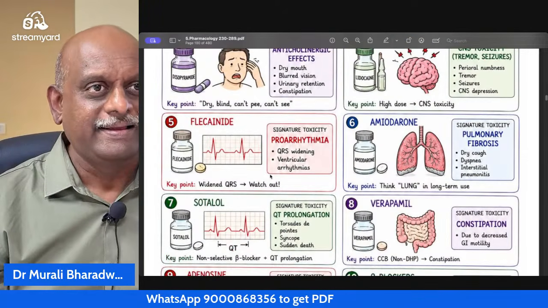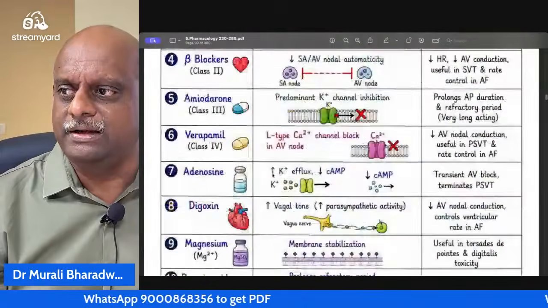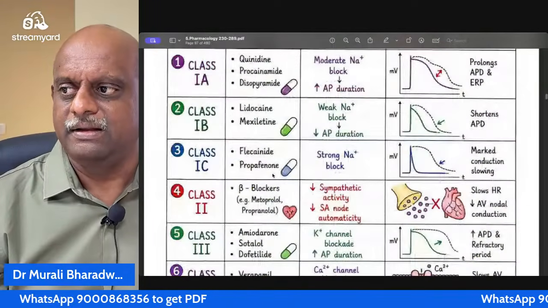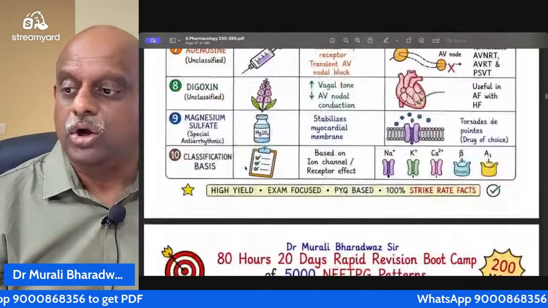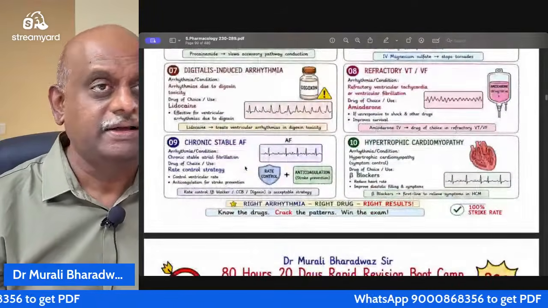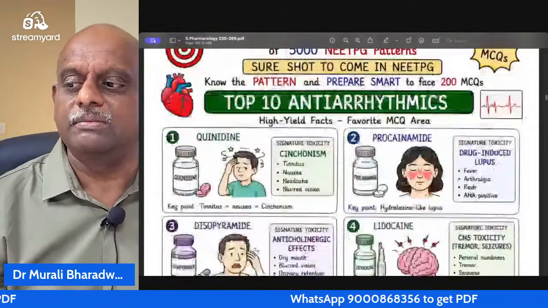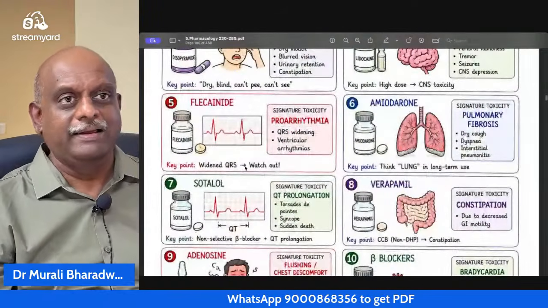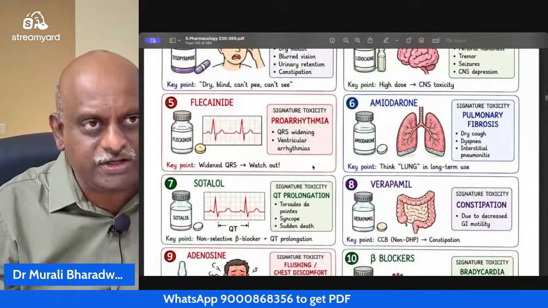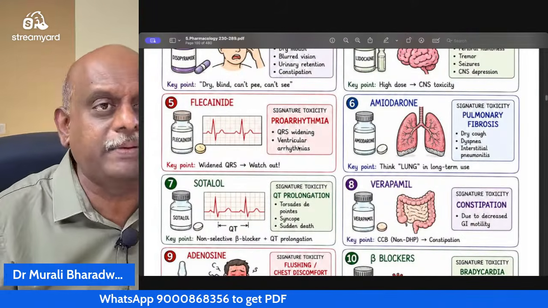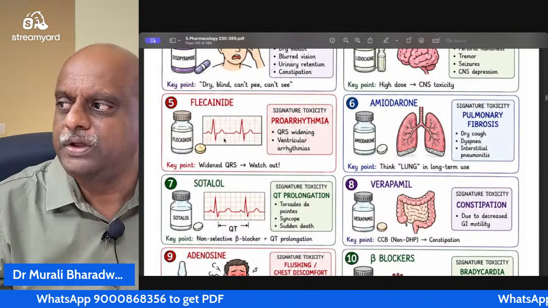Flecainide. Flecainide is which class drug, doctor? Flecainide, class 1C. Class 1C drugs by themselves are proarrhythmic. That is the reason it leads to QRS widening and ventricular arrhythmias. So you need to be careful.